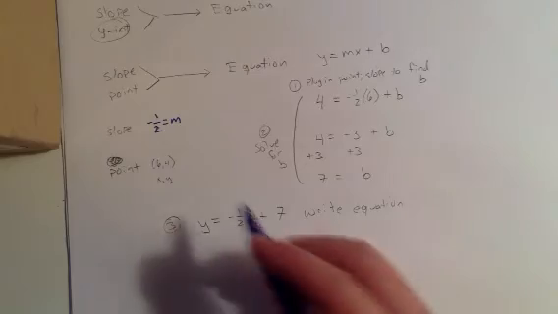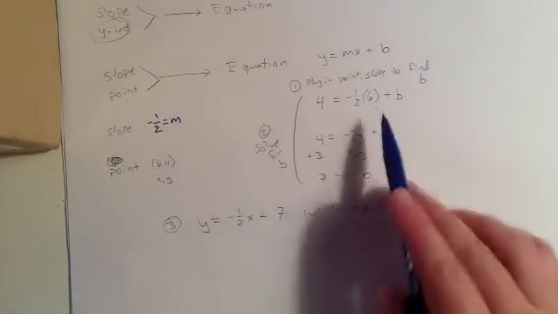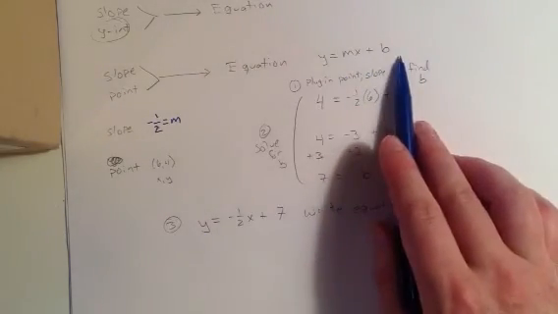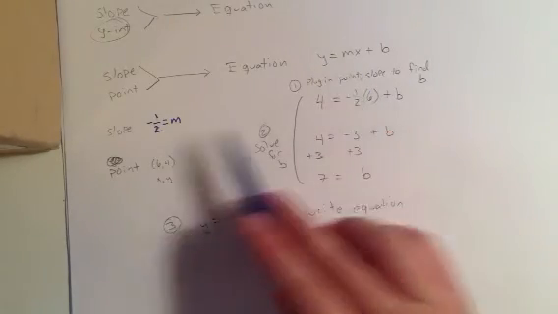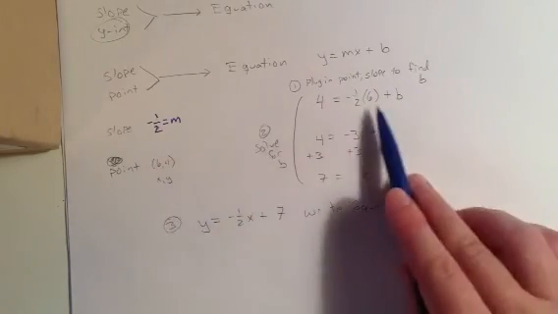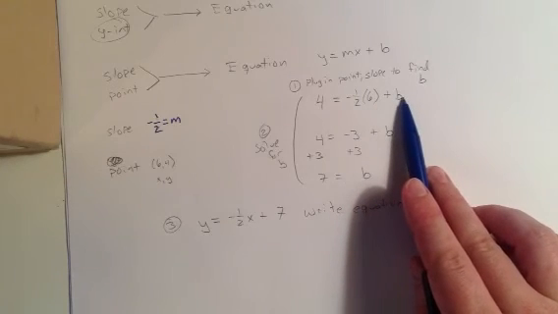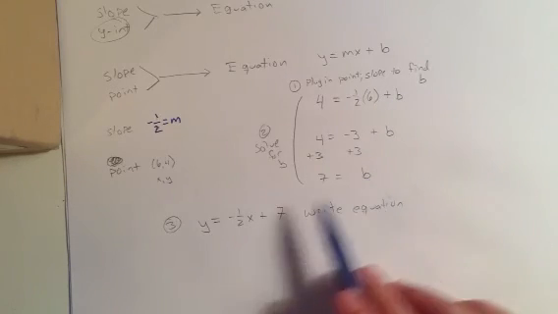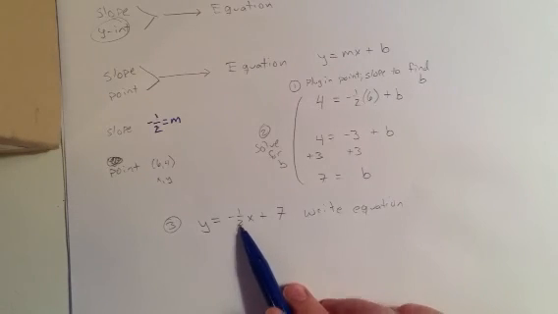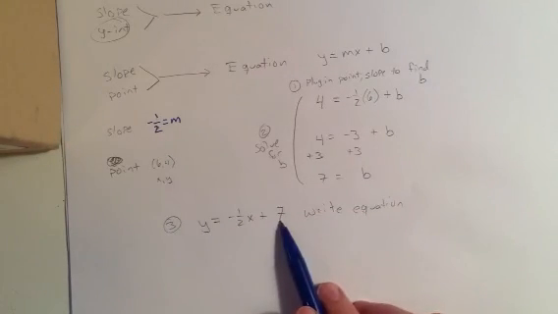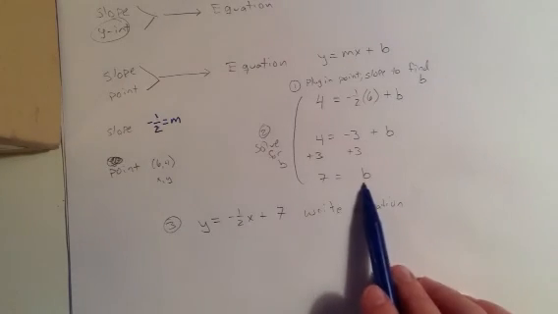So that's it. If I give you a slope and a point, use y equals mx plus b. Replace your y with the y value, the m with the known m value, the x with the known x value, find b. Once you have b, you replace it in your equation. You know the negative 1/2 is your slope, and the plus 7 is what you just found for b.